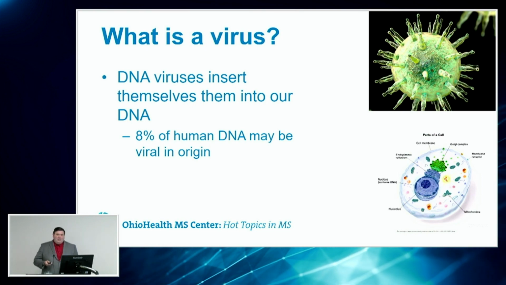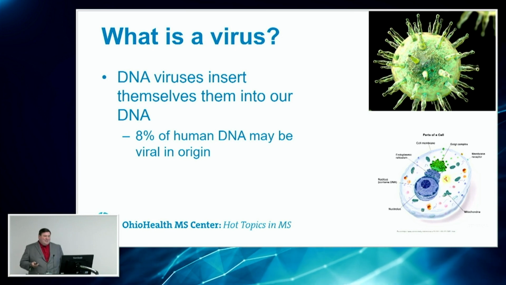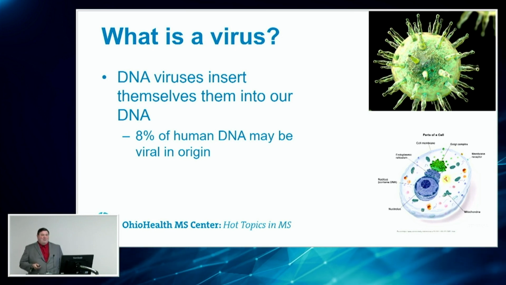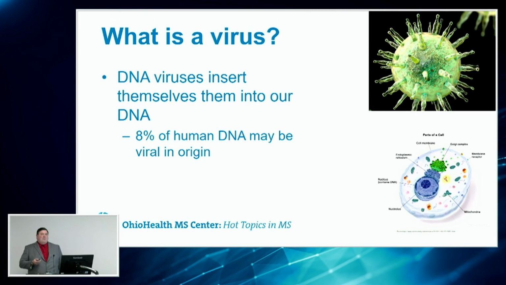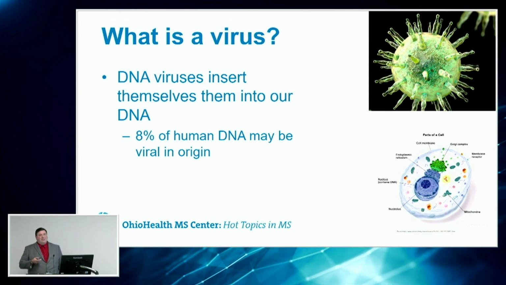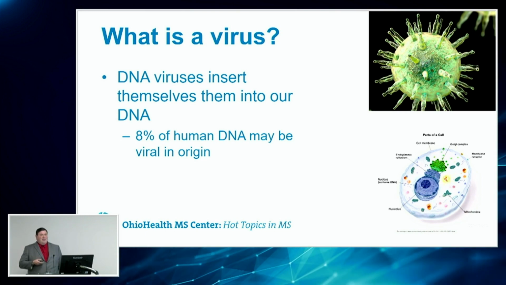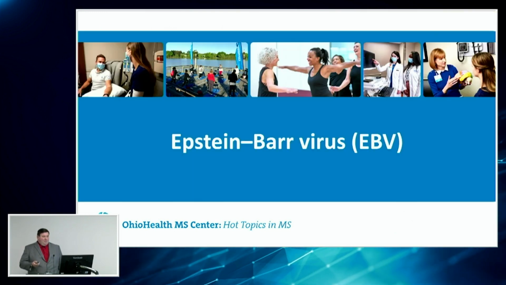So one of the interesting facts is when you consider human DNA, essentially about 8% of it may be viral in origin. So that's how much viruses have been able to affect humans over time by essentially affecting our cells. It stays with us, and then we pass it on even to our family.